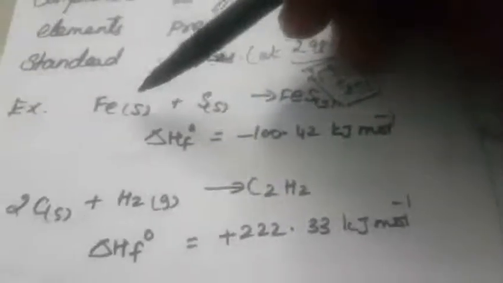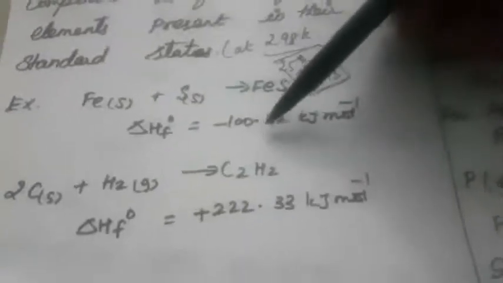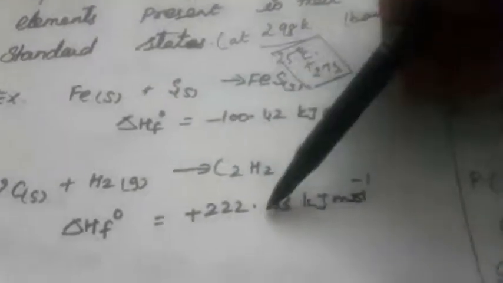So that is the example: iron, sulfur, ferrous sulfide, then delta HF value, that is minus. This is also carbon when burned with hydrogen to form ethylene. So that delta HF is equal to plus 2. This is another equation. This minus value means that heat is evolved. So delta HF, that is formation, heat is absorbed. Okay, plus value means that heat is absorbed, minus value heat is evolved.